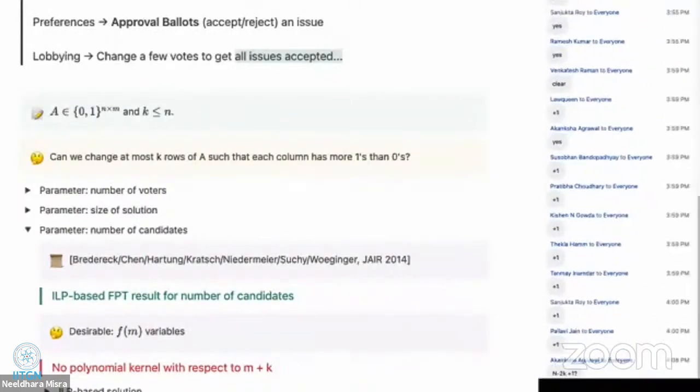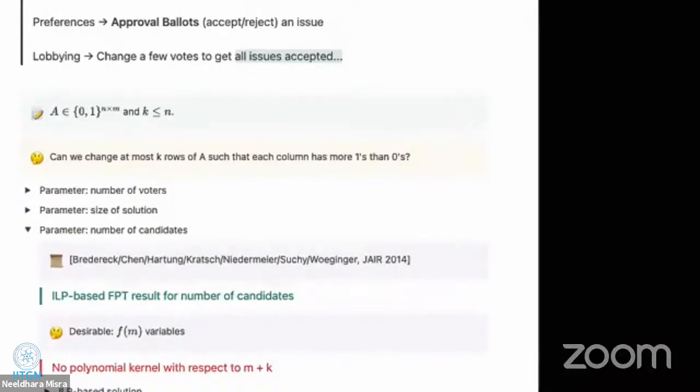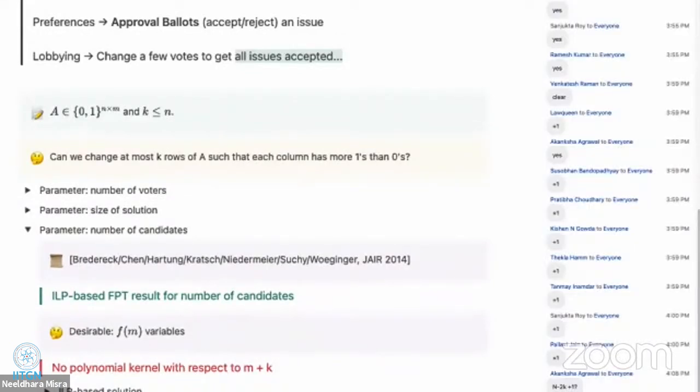A subset of candidates that are approved by the same voter. Subset of candidates. So every voter can be thought of as a subset of candidates. Is that what you meant? Yeah. Sorry, feel free. I didn't mean to cut you off if you wanted to elaborate.